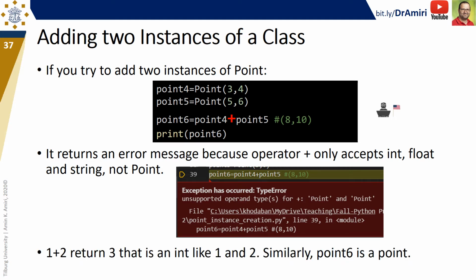So what we know is that 1 plus 2 returns 3, and 3 is itself an int like 1 and 2. In a similar way, p1 is also the result of the add operation, and it is also a Point here. You need to make that decision. In some cases, you may say that the result can be another class. There is no problem with that.